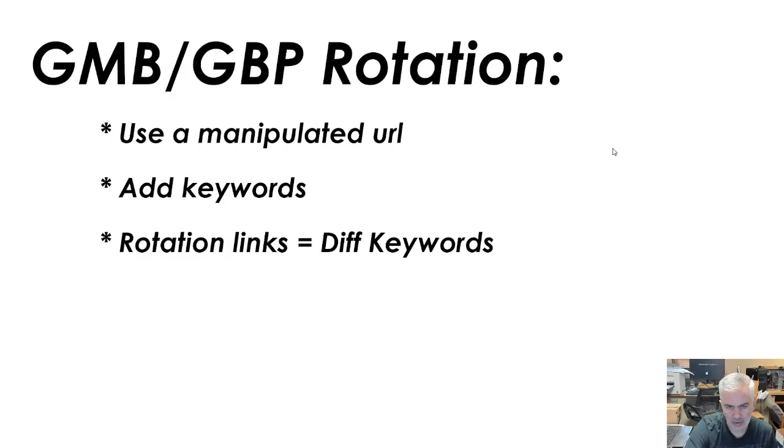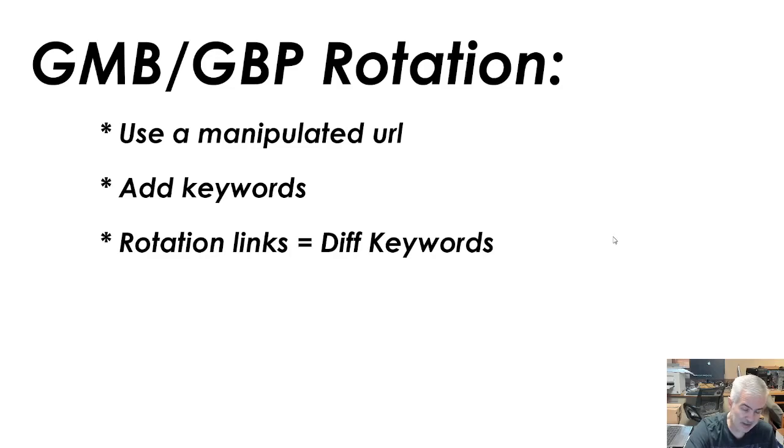Another idea for link rotation is to use a manipulated URL. If people aren't familiar, maybe I'll do something on that. Most people build them in Google Sheets, and they chop up a GMB URL, and a lot of the different manipulated URL syntaxes allow you to add keywords. So my idea is to use a whole bunch of the same manipulated URL, but change the keywords. And the rotated links equal different keywords.